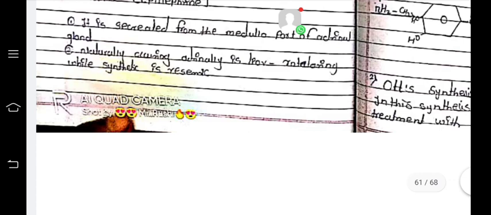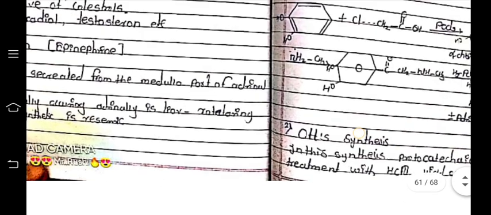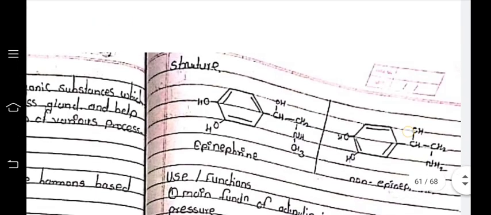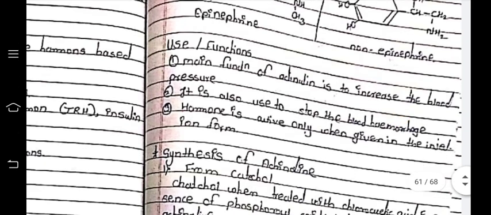Next is adrenaline, epinephrine, which is secreted from the medulla part of the adrenal glands. Naturally occurring adrenaline is the levo form, while synthetic is the racemic form. The structures of epinephrine and norepinephrine are given here.